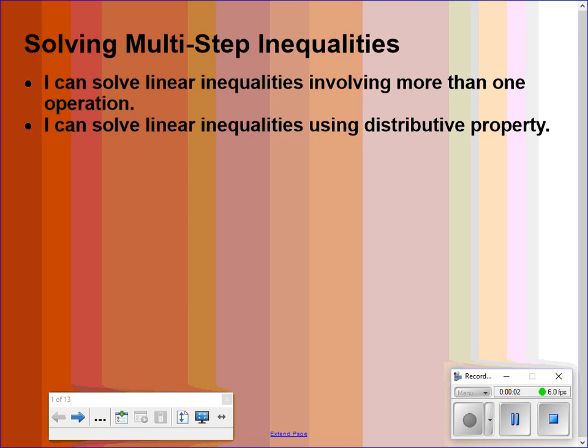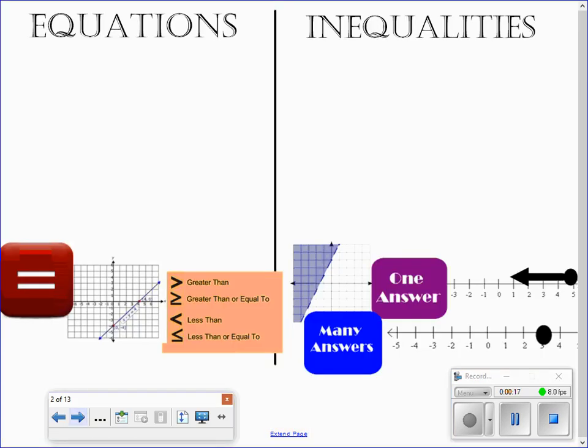In this lesson, we're going to be talking about solving multi-step inequalities. By the end of this lesson, you should be able to solve linear inequalities with more than one operation and solve linear inequalities using the distributive property. We're going to talk about the difference between inequalities and equations.